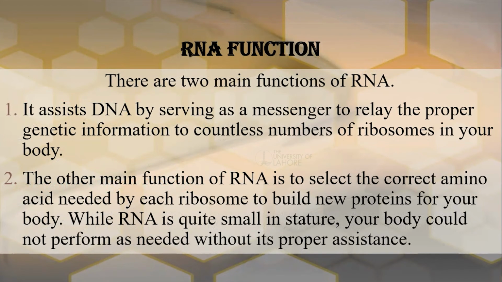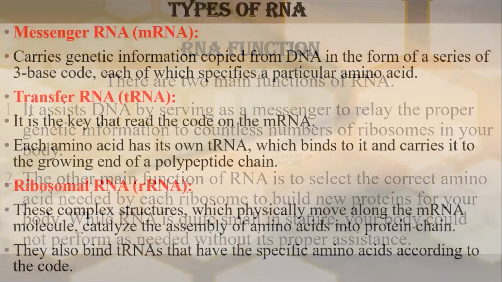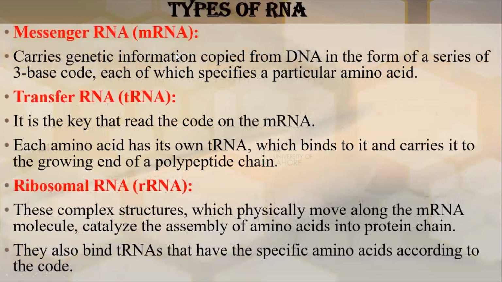So we have the RNA function. The function of RNA is to serve as a messenger to relay the proper genetic information from the DNA to the countless number of ribosomes in your body. The other main function of the RNA is to select the correct amino acid needed by each ribosome to build new proteins.